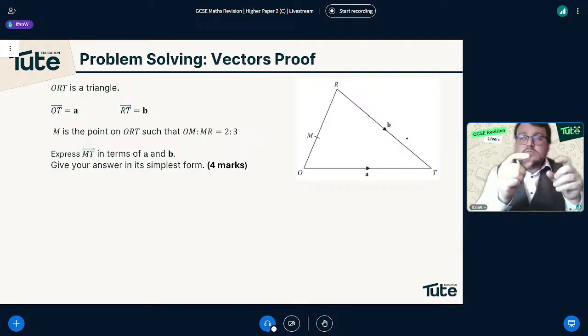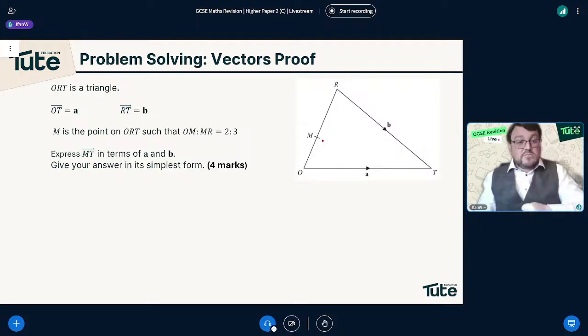Now they've combined this with ratio. So M is the midpoint on OR such that OM to MR is 2 to 3. Now they've marked it here. If they haven't marked it, you do it. It doesn't have to be accurate. It's just a sketch, okay? Express MT in terms of a and b.